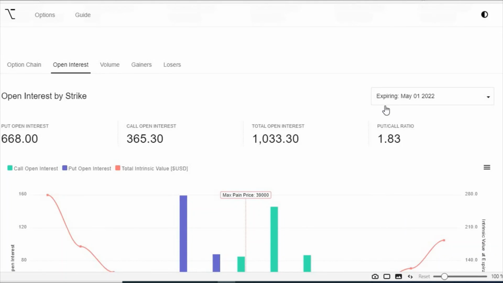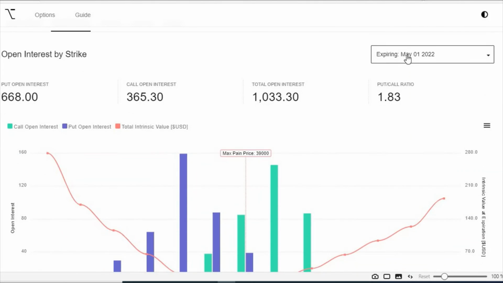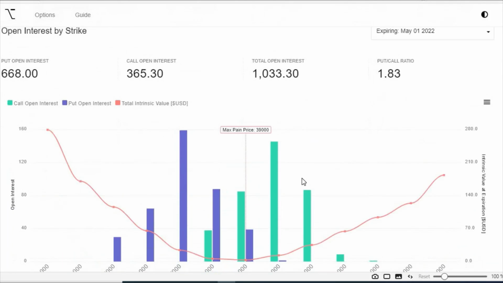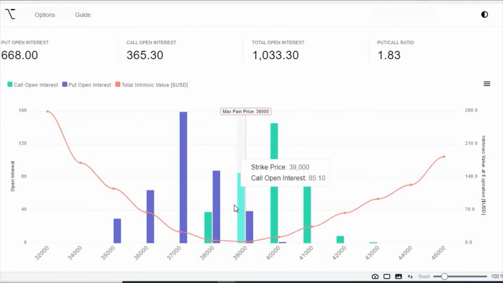So if you could see the Bitcoin options open interest data, which is going to expire on May 1st, that is tomorrow. So 39,000 is going to be strong resistance, and 38,000 is going to be strong support.